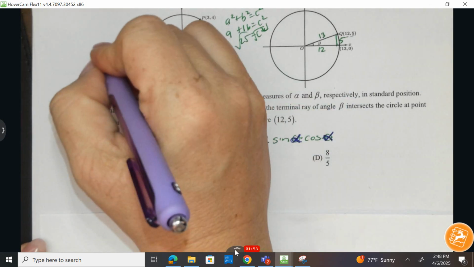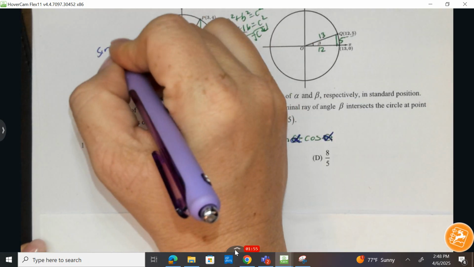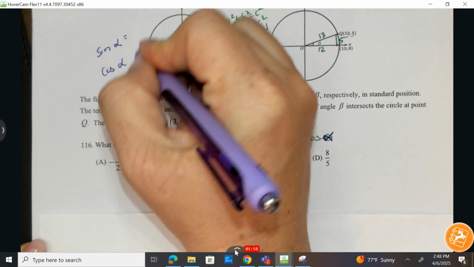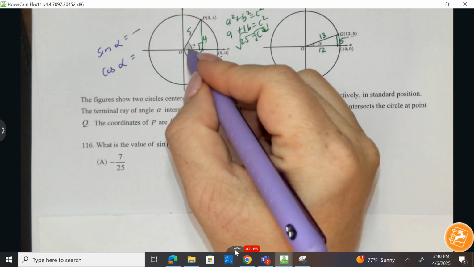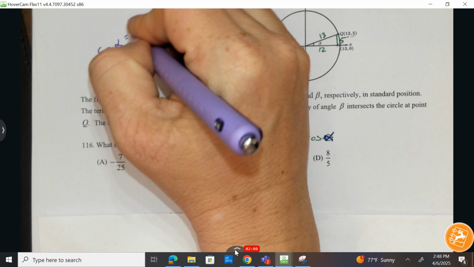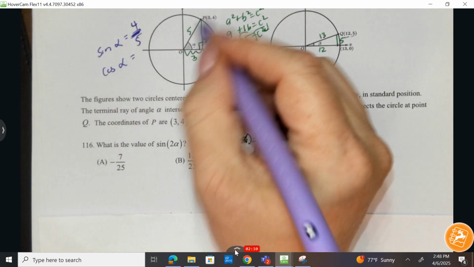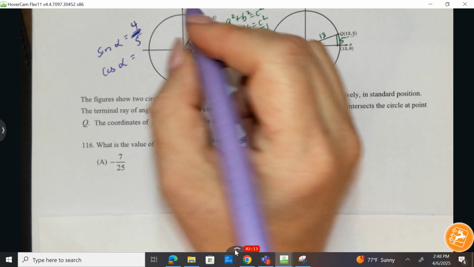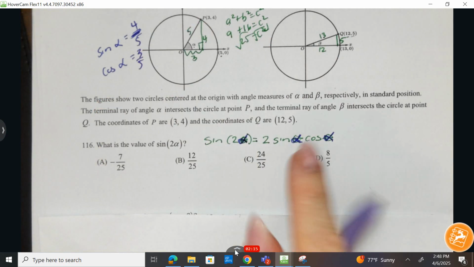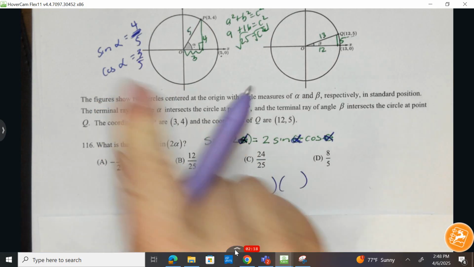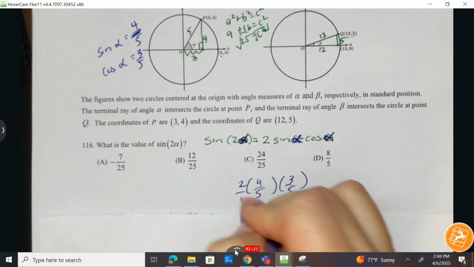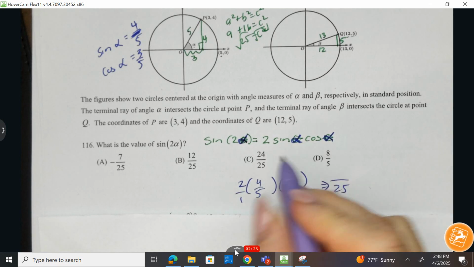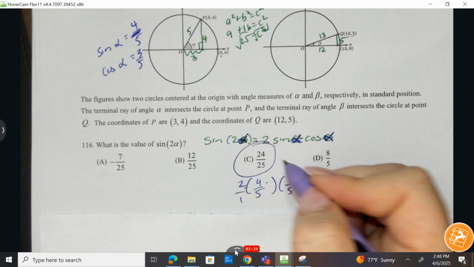All right, so what does this mean? Let's come up here and identify what is the sine of this angle and what is the cosine. Remember, sine, cosine, tangent, those trig functions are just a way to describe 2 of the 3 sides of our right triangle. Sine is opposite over hypotenuse, so positive 4/5 here. And cosine is adjacent over hypotenuse, 3/5. So I come back over here, I have 2 times the sine, which is 4/5, times the cosine, which is 3/5. If I multiply across, I have 25 on the bottom, and 8 times 3 is 24. We have an answer of C.